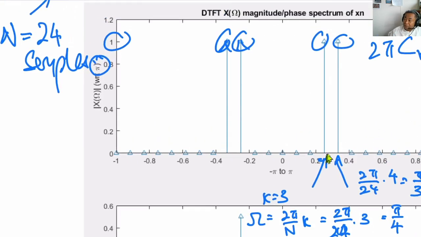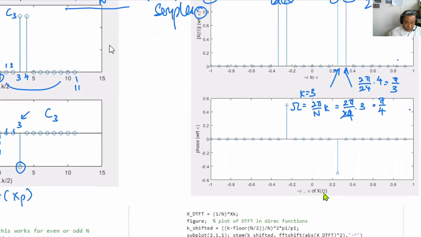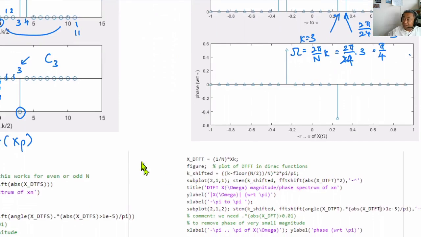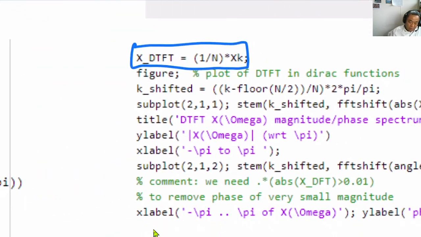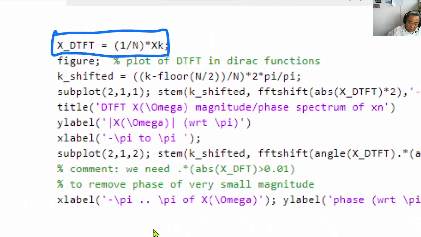So therefore we now know that these are the equations we use to find omega. Alright, with that, I think you can study the code and how I get from the X[k], which are the DFT coefficients, into the DTFT coefficients. Alright, with that, thank you.